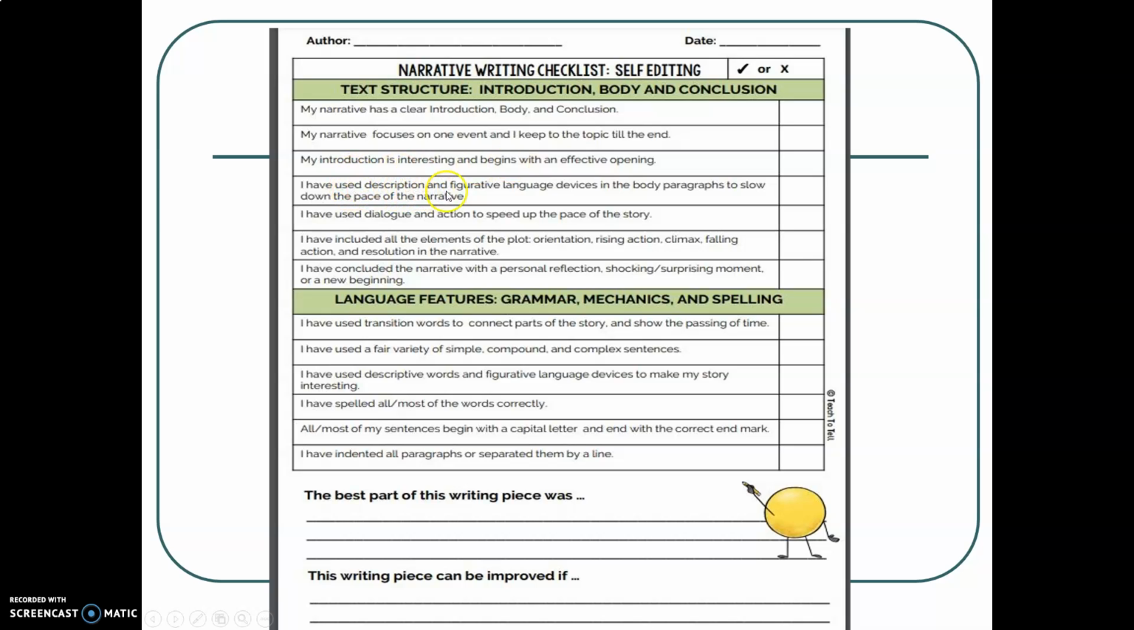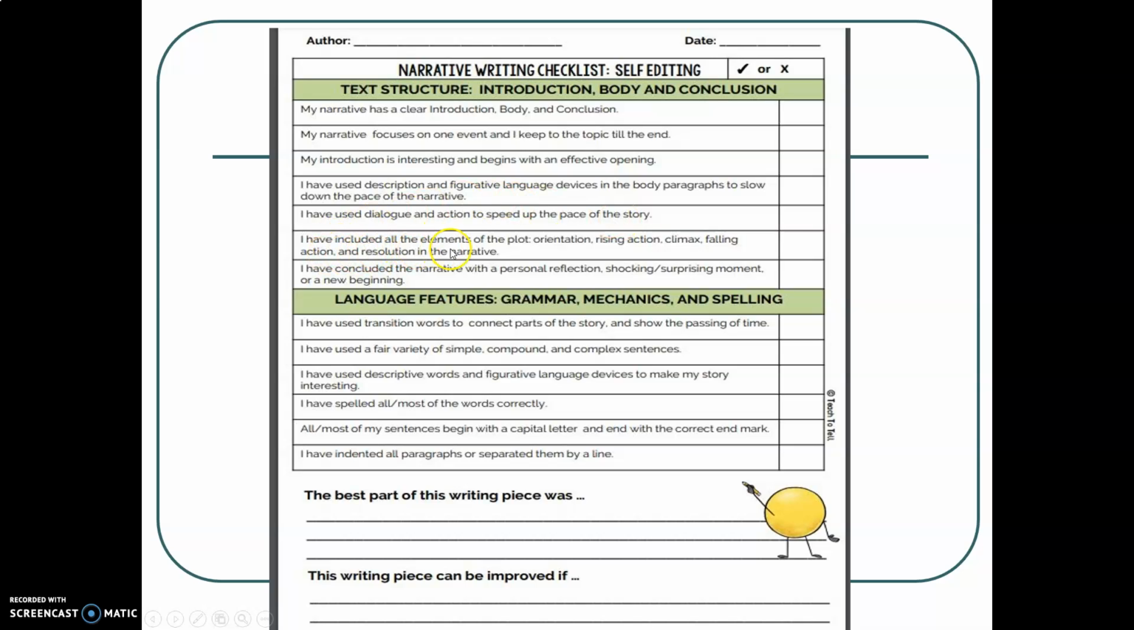I have used description and figurative language devices in the body paragraphs to slow down the pace of the narrative. This is extremely important here. We've talked so much about similes, metaphors, onomatopoeia, alliteration, and how that really makes the writing more interesting. I have used dialogue and action to speed up the pace of the story.